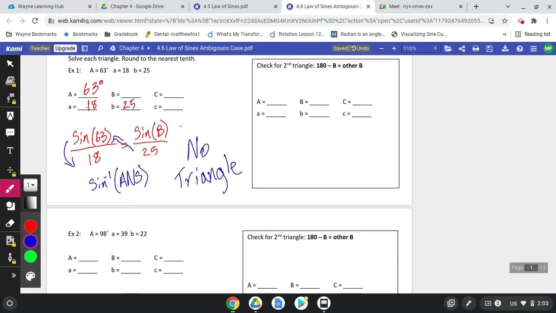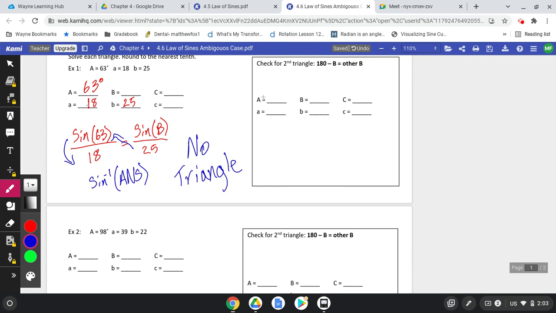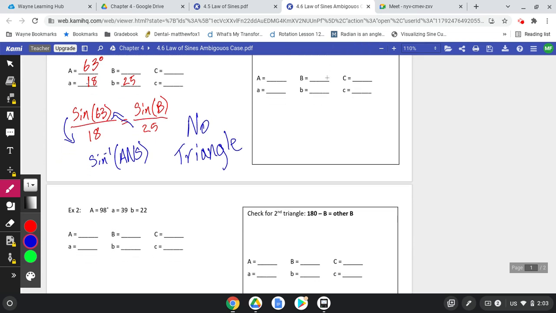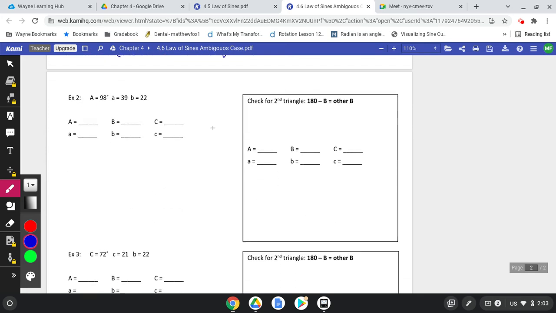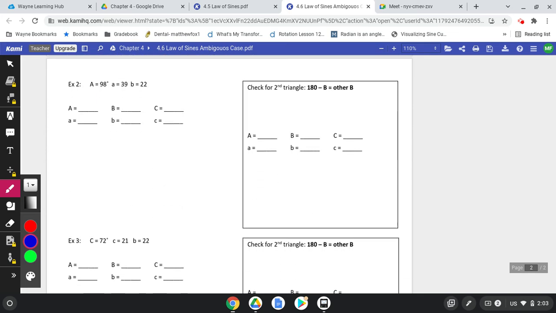Okay, on to the next one. We don't need to worry about this. This is only if we get a triangle, we have to do something to check, is there a second triangle? We will not have to do that now, because there was no triangle.